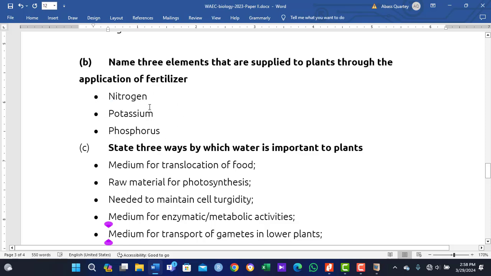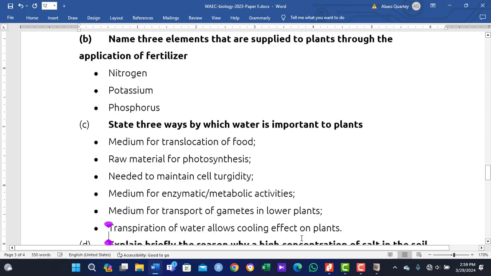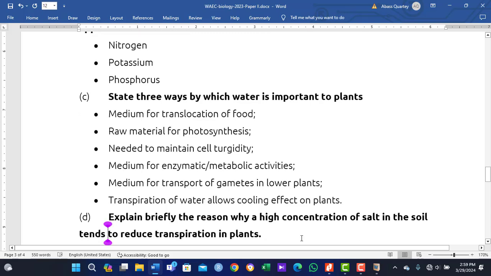So you note it. Then state 3 ways by which water is important to plants. You have: medium for translocation of food, raw material for photosynthesis, needed to maintain cell turgidity, medium for enzymatic or metabolic activities, medium for transport of gametes in lower plants. We know of the mosses, ferns, and liverworts. That's why, or part of the reason why, they are mostly found in moist environments. Transpiration of water allows a cooling effect on plants.